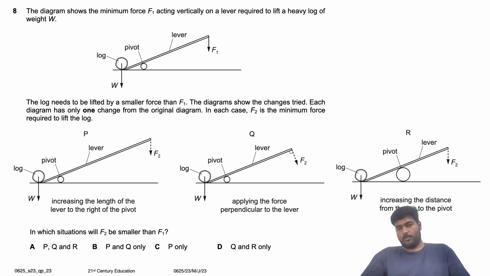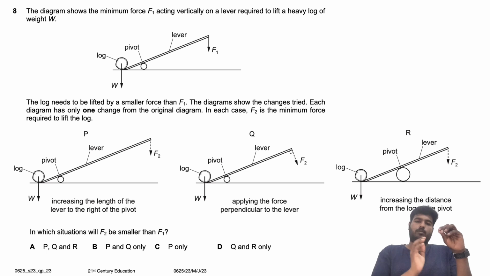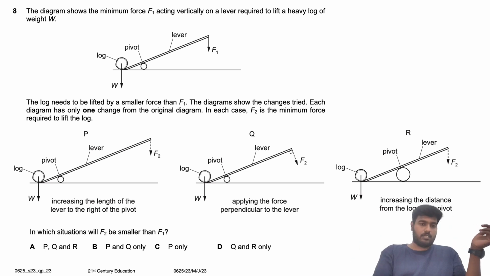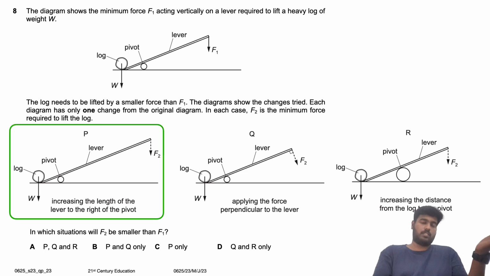So it's obviously a moment question. So what we have to do, we know that moment is force, perpendicular force, times distance from the pivot. So if F2 wants to be smaller, we should increase the distance from the pivot to where we apply F2. Okay, so P, image P, you can see that the distance between pivot and F2 is higher than pivot and F1, so it will work if you can apply less force.